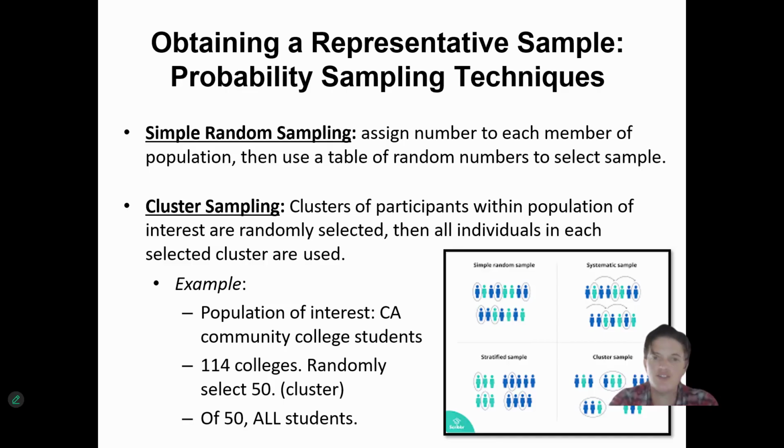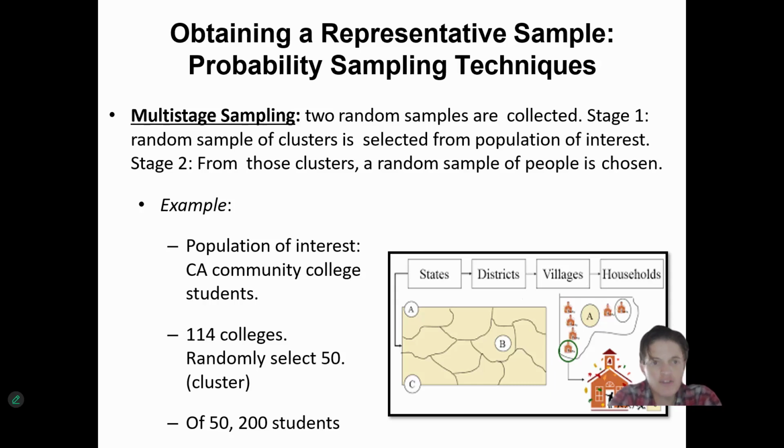And which one of these methods you use is going to be dependent on what is available to you, what your resources are, and what your goals are for your research. Another thing we can try to do is multi-stage sampling, where you have two random samples that are collected. Stage one, you have a random sample of clusters selected from the population of interest.